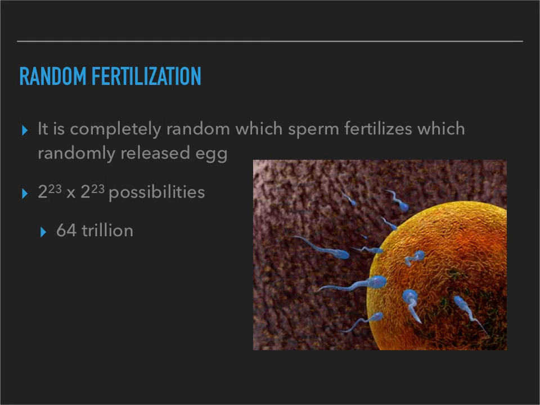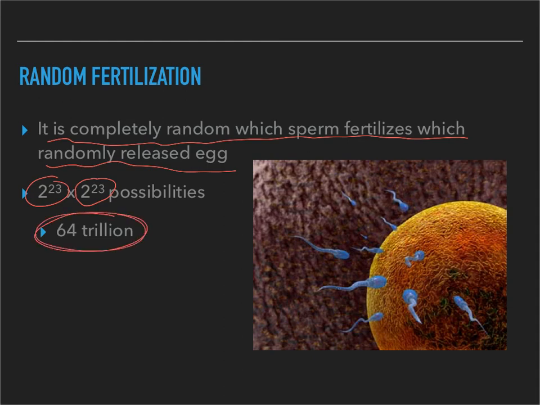Random fertilization is completely random. Which sperm fertilizes which randomly released egg? So we have 2 to the 23rd possibilities for sperm cells and 2 to the 23rd possibilities for different genetically unique egg cells, giving us about 64 trillion different genetic variations in the offspring, which is just a lot of variation within our species.